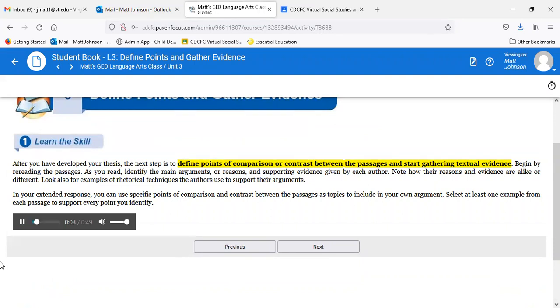After you have developed your thesis, the next step is to define points of comparison or contrast between the passages and start gathering textual evidence. Begin by rereading the passages. As you read, identify the main arguments or reasons and supporting evidence given by each author. Note how their reasons and evidence are alike or different. Look also for examples of rhetorical techniques the authors use to support their arguments. In your extended response, you can use specific points of comparison and contrast between the passages as topics to include in your own argument. Select at least one example from each passage to support every point you identify.